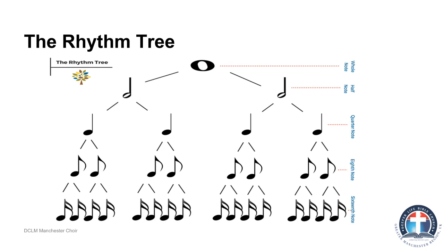Two semiquavers will make up one quaver. Four semiquavers will make up a crotchet. Eight semiquavers will make up a minim. And sixteen semiquavers will make up a semibreve, and that's why it's also called the sixteenth note. We want to look at how these musical notes and values can be applied.